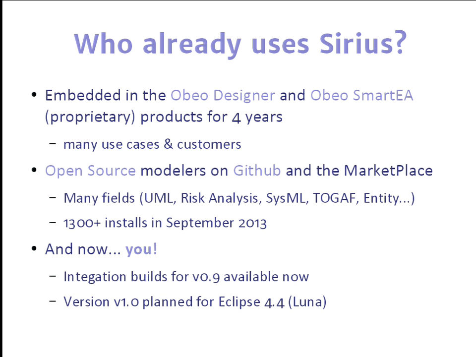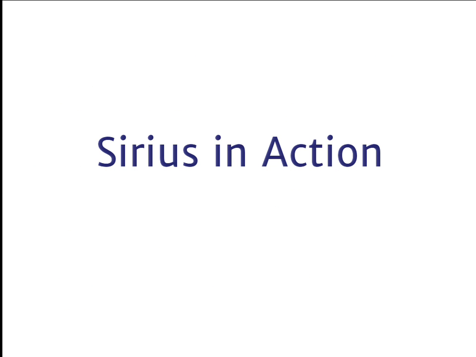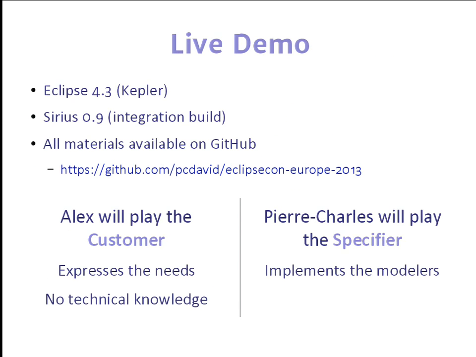There is an integration build of Sirius 0.9, which is available for a few weeks now, so you can download it. And we plan to make Sirius 1.0, the first official release of Sirius, aligned with Eclipse Luna, so it will be available in June. But enough with the chit-chat, let's see Sirius in action.